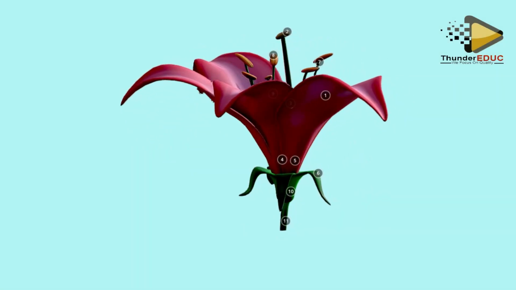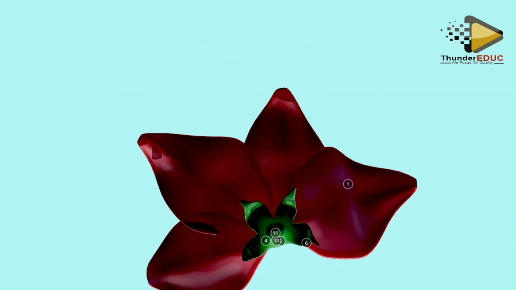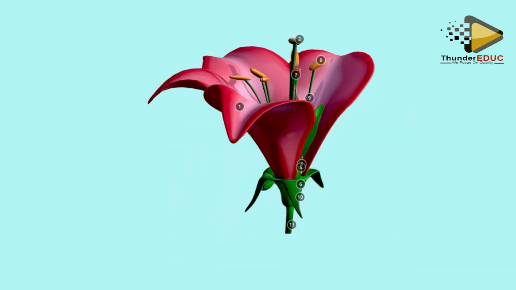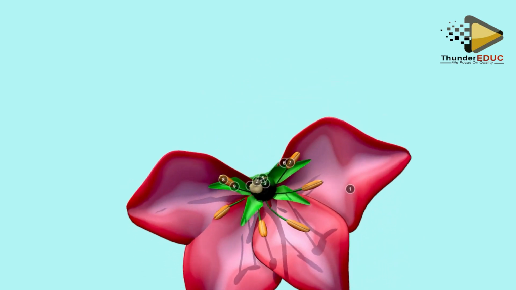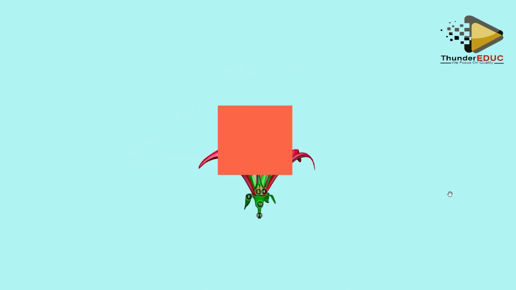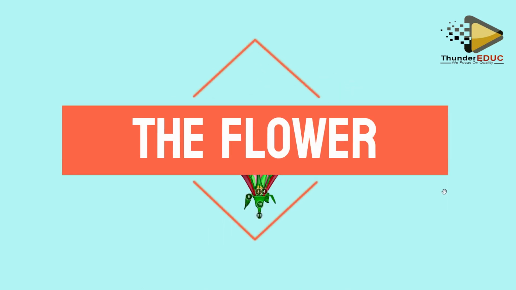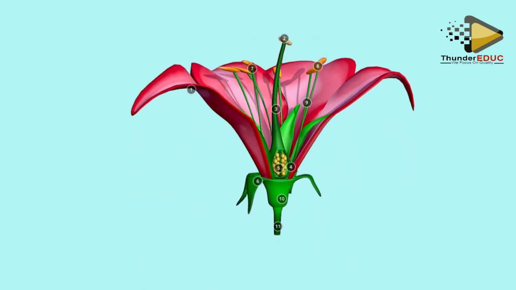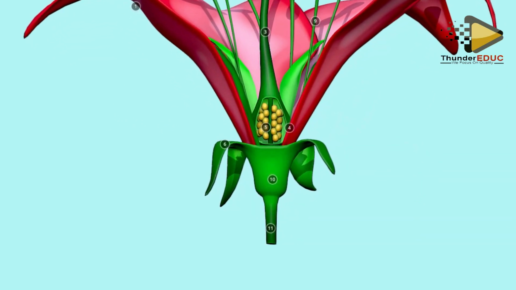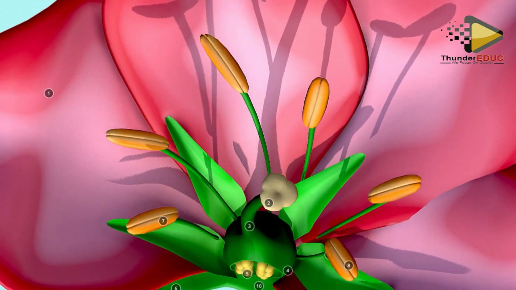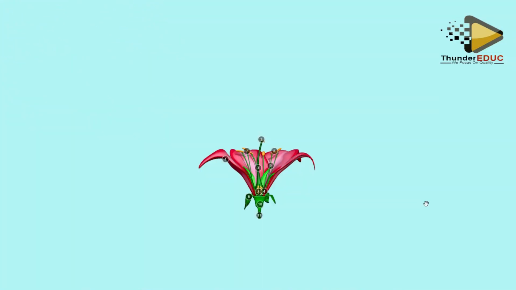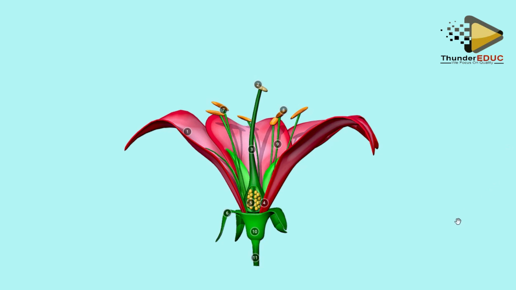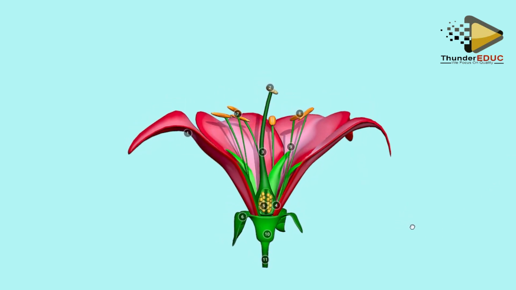Hello everybody, today we're going to be looking at the structure of the flower and its functions in a 3D model. As we have started this journey of showing all the organs of plants and animals in 3D, we'll be teaching all the organs in 3D. Let's go straight to the structure. So let's start labeling this flower.